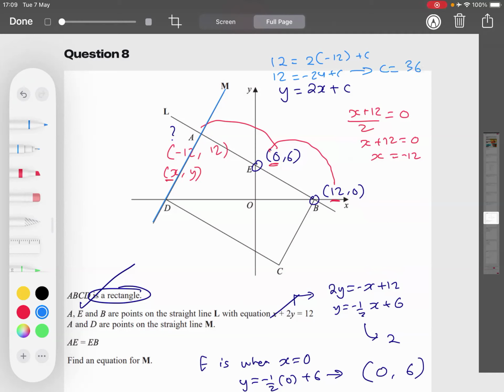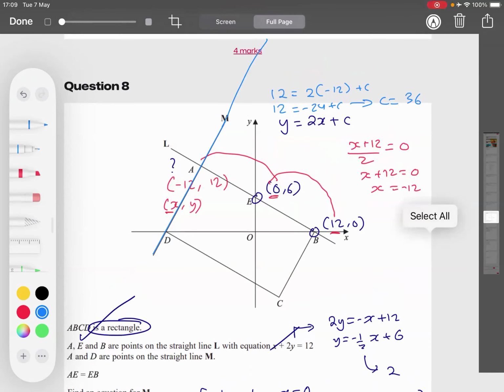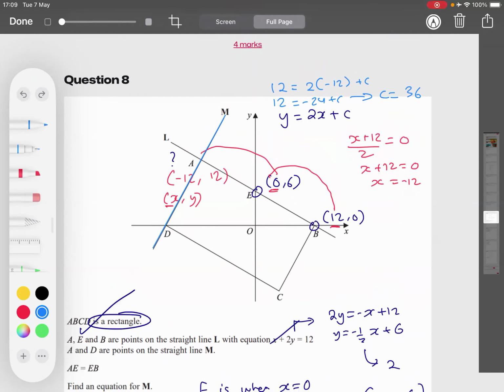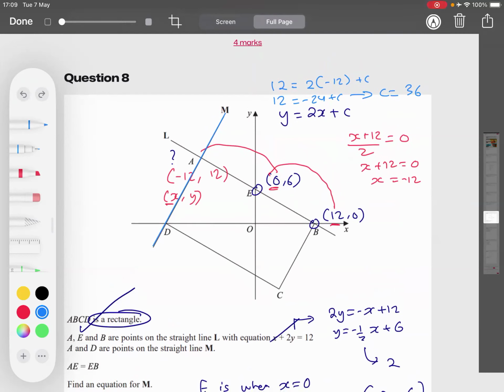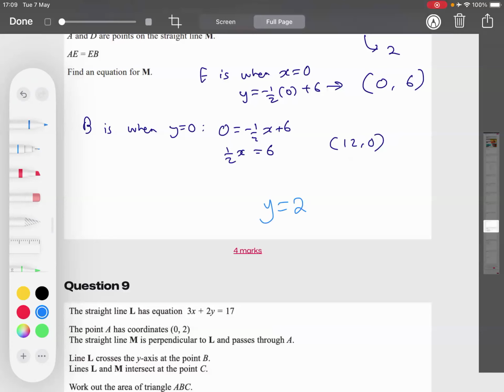And remember how I mentioned that if that line was to continue, it would be really, really high. That's how you can tell if your answer is correct or not. Does that make sense? So my final answer, and don't forget, after writing c equals 36, don't forget to write y equals 2x plus 36.